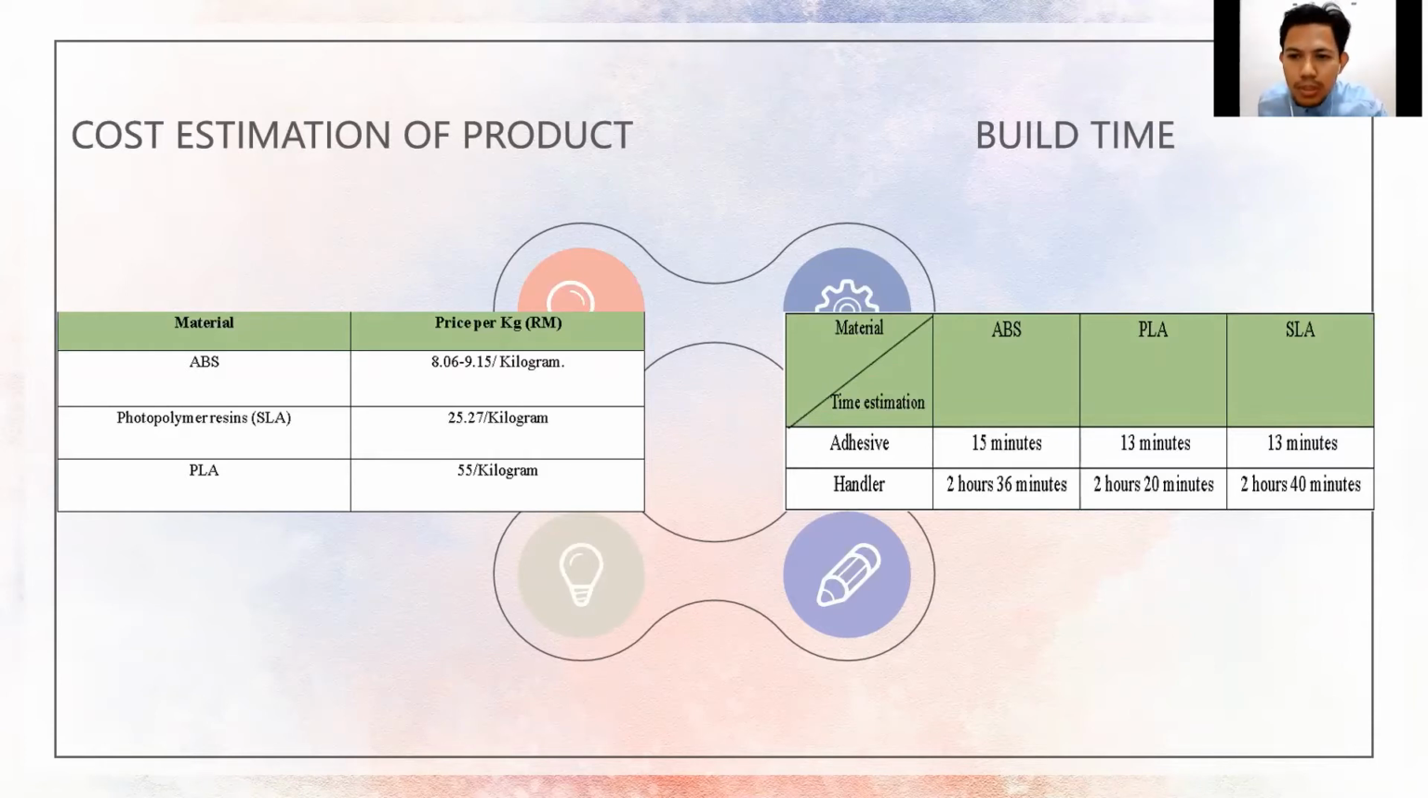Okay, for the build time, the faster ones are PLA and SLA, which take 13 minutes, and the slower one is ABS at 15 minutes for the adhesive. And for the handler, the slowest one takes 2 hours 40 minutes, and the faster one is PLA at 2 hours and 20 minutes. All this can be seen in the Cura software.